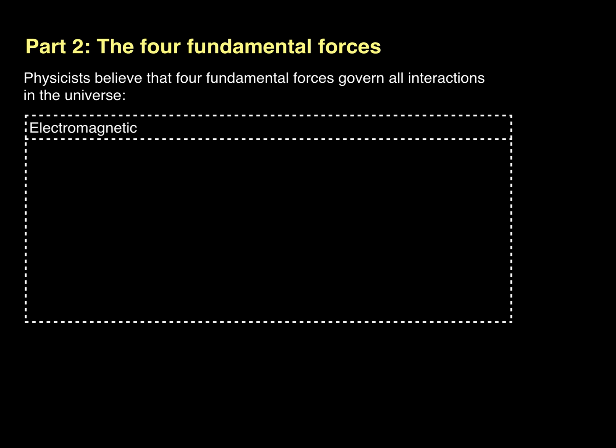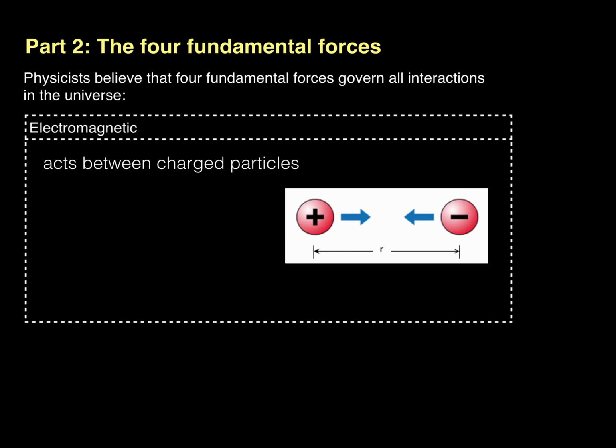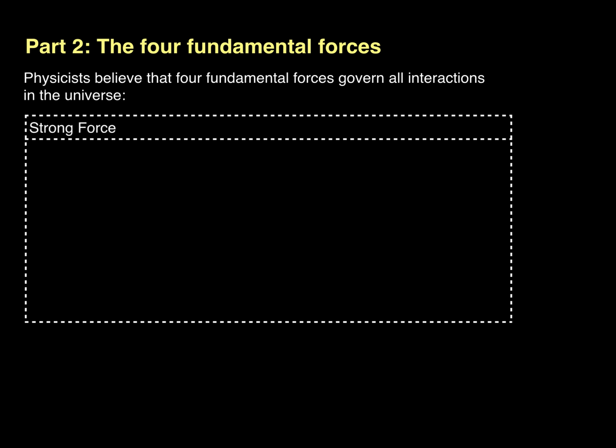Next is the electromagnetic force. You've already studied this when you studied electric fields, magnetic fields, and electromagnetic radiation. It acts between charged particles. It has an infinite range. We don't see it as often as gravity because it has attraction and repulsion, and the attractions can cancel out the repulsions, leading to no net force. It's the second strongest force. It is significantly stronger than gravity and the weak force.